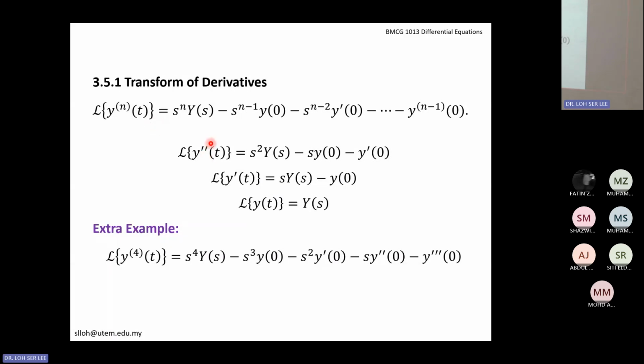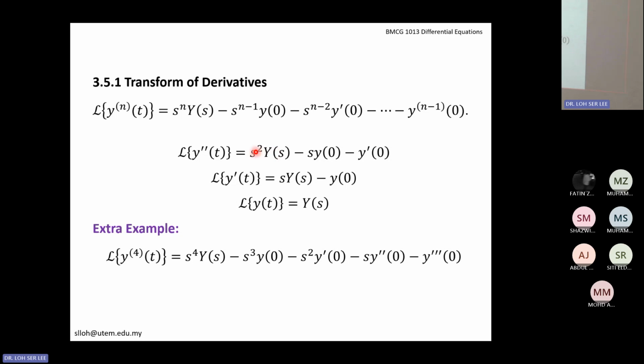Okay, double prime. Double prime means n is 2. So we will start from s squared. Okay, s squared, s power of 1, and then s power of 0 is 1. So we will stop at this term, the 1, s power of 0.